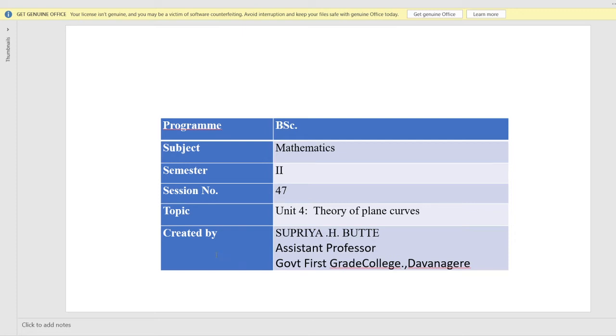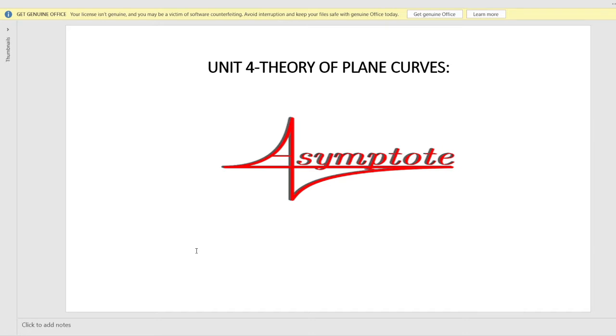Good morning, students. Today in this session, we discuss the theory of Davangere University second semester, Unit 4 topic, theory of plane curves. In that one, asymptotes.